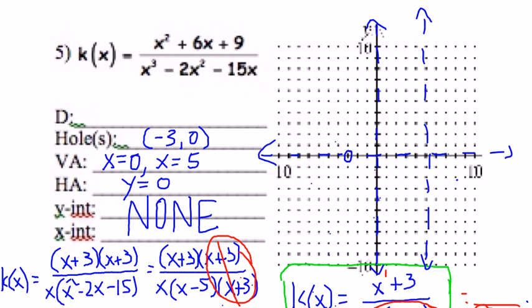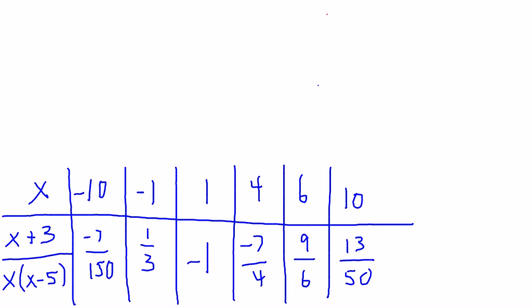We don't really have very many points to work with, so I'm going to make a table. When I make a table, I choose x values. I choose a, quote, extreme low x value, usually negative 10. Then I pick one that's almost to my first vertical asymptote, but not quite. I'm going to pick negative 1. Then I pick one that's just on the other side of my vertical asymptote, so I did 1. Then one that's almost to my next vertical asymptote. Then one that's just on the other side of my vertical asymptote. Then a, quote, extreme high x value of 10.